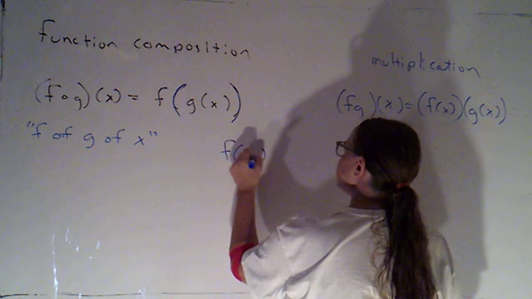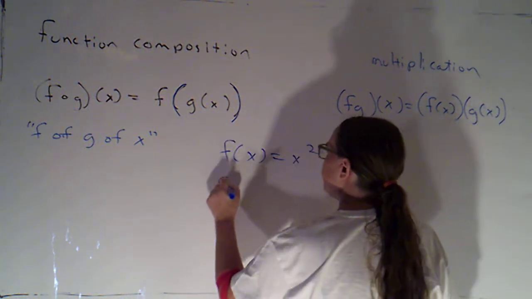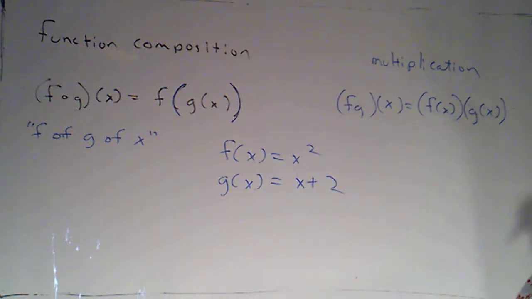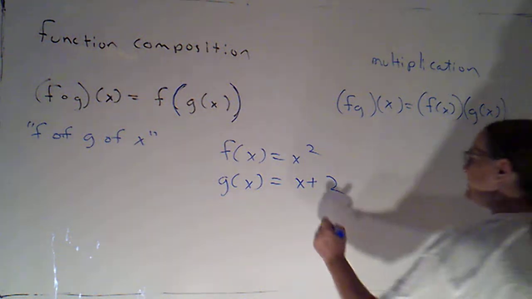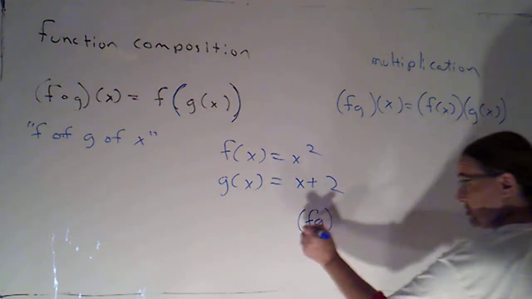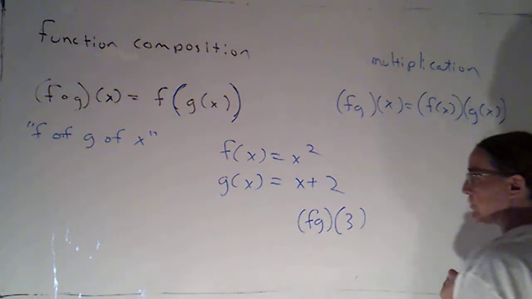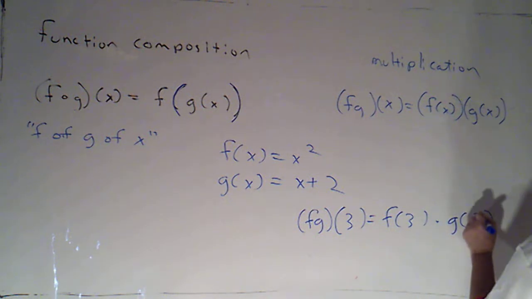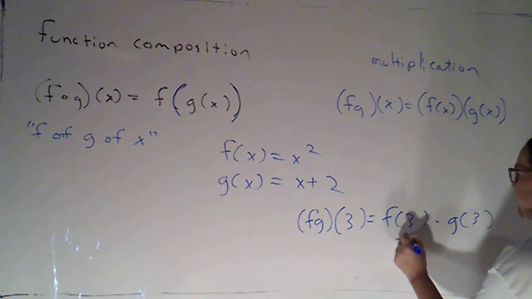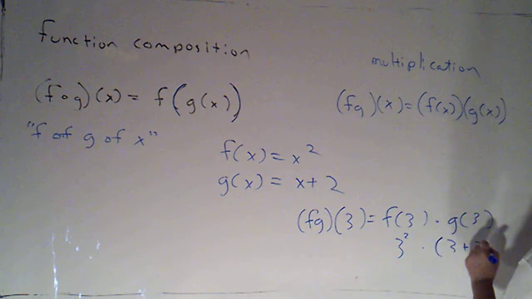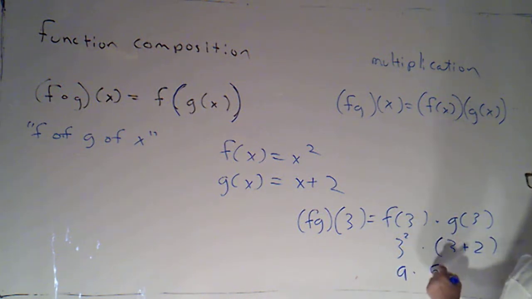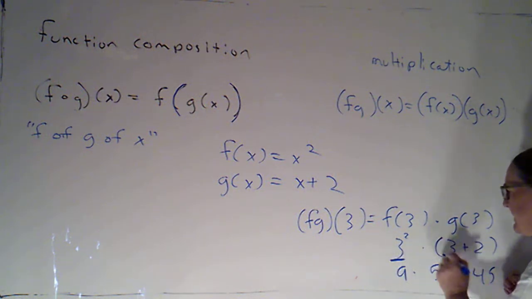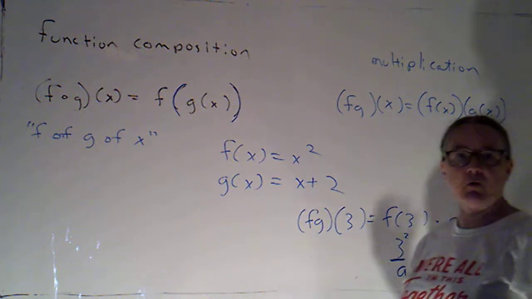Let's let f of x equal x squared, and let's let g of x be x plus 2. Okay. Now, if I wanted to evaluate the product function, fg at, let's say, 3, that would just be f of 3 times g of 3. f of 3 would be 3 squared. g of 3 would be 3 plus 2. That would be 9 times 5, which would be 45. Important thing to note is that I plugged in 3, the same input, to both functions.